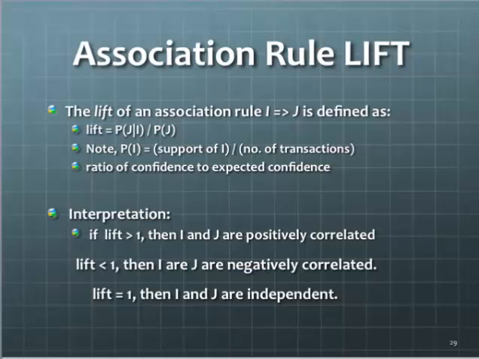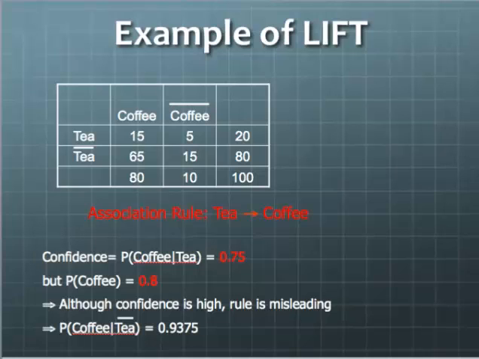Now I'm going to use an example to show you how to calculate the lift value and why the lift value is better than the confidence value. The lift and confidence values are usually computed based on the frequency counts tabulated in a contingency table. This is a contingency table of an example that analyzes the relationship between people who drink tea and coffee.